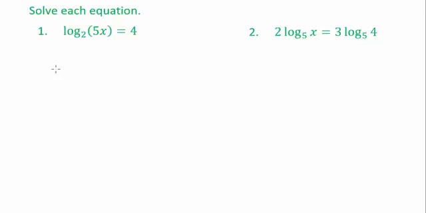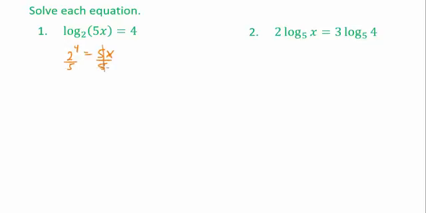We are going to start by solving these two logarithmic equations. Each of these two is a little bit different. The first one has a single logarithmic expression equal to a constant. When you have that, you are going to convert this over to exponential form. That means you'll convert it from this logarithmic equation to become 2 to the 4th is equal to 5x, and that's using the definition of a logarithm.